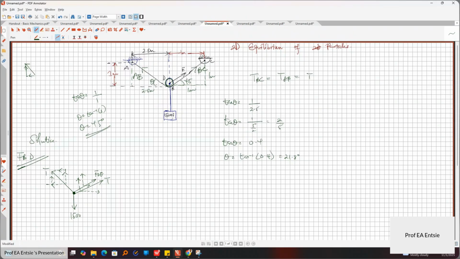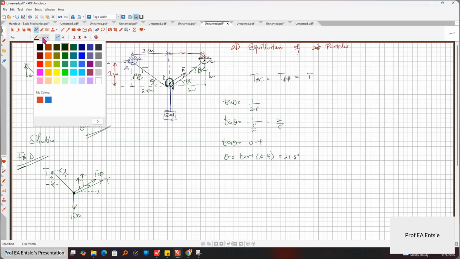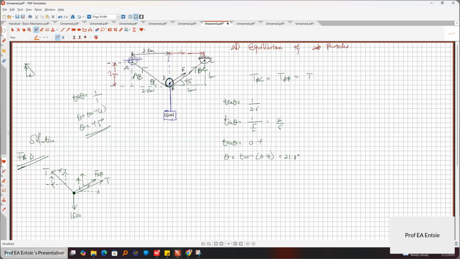Alright, so now this is what you get. Here is 45, 45. Then it means the FD will be inclined at 45. Here is 21.8, 21.8. So now let's find the resultant.